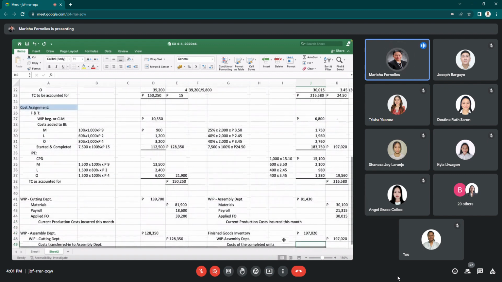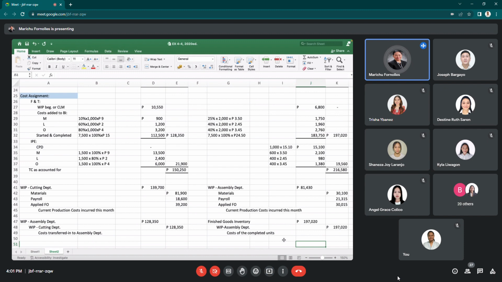After that, record the units and the amount transferred out to the warehouse. So debit finished goods inventory for the FG of 197,020 and credit work in process assembly department 197,020. So explanation: cost of the completed units, or you can say cost of the units transferred out to the warehouse. So those are the journal entries in process costing.